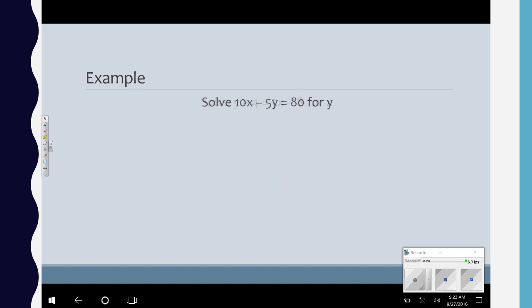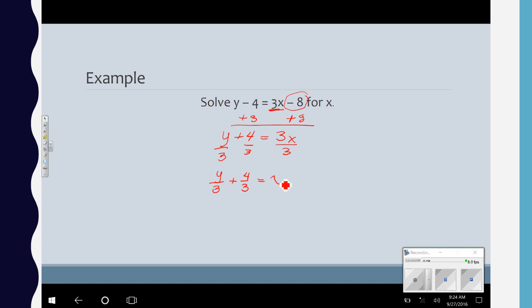We're going to solve y minus 4 equals 3x minus 8. So this is what we're trying to keep by itself. So I want to get rid of this negative 8, or minus 8. To do it, I'm going to add 8 to both sides. I'm going to get y plus 4 equals 3x. I'm going to then divide, to get the x by itself, everything by 3. So I'm going to get y divided by 3 plus 4/3 equals x.